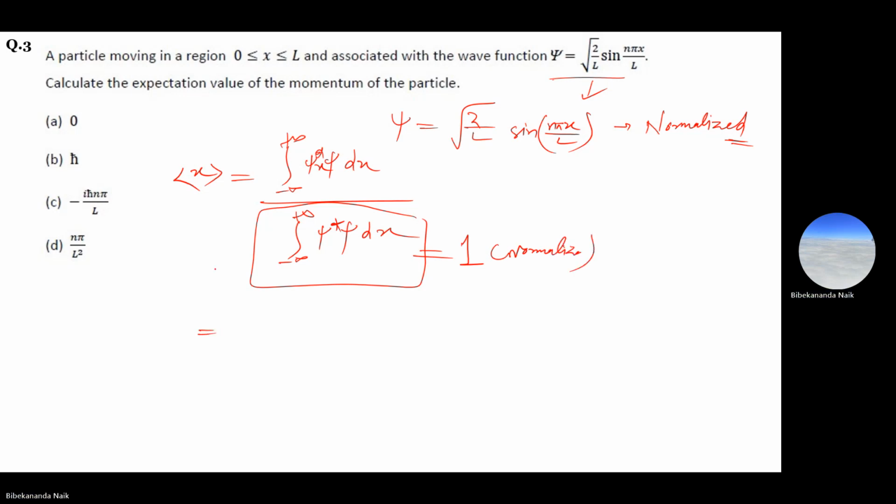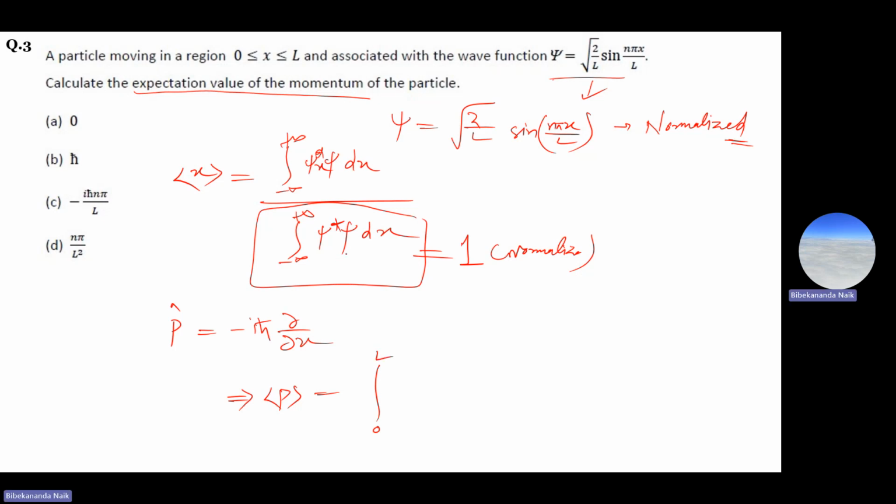Then here in our case, it is given that we need to calculate the expectation value of the momentum, and we know the operator of the momentum in quantum mechanics is given by minus i h cross del by del x. So in order to find the expectation value of momentum, we will take the integration, and since the particle is moving in a region 0 to L, we will take the limit of the integration from 0 to L. So this is 0 and this is L.